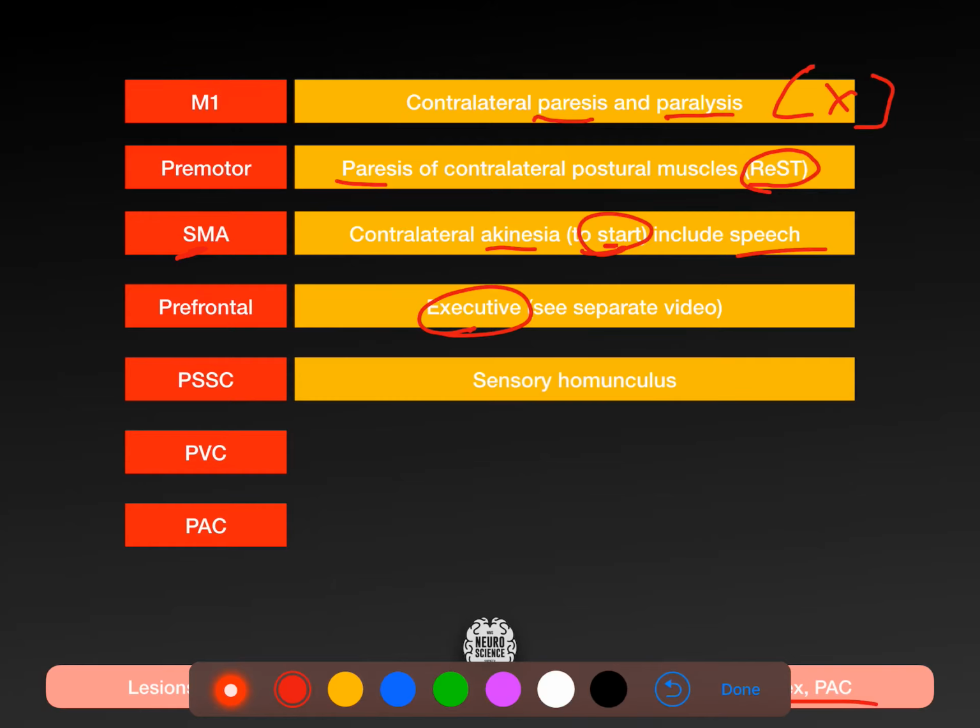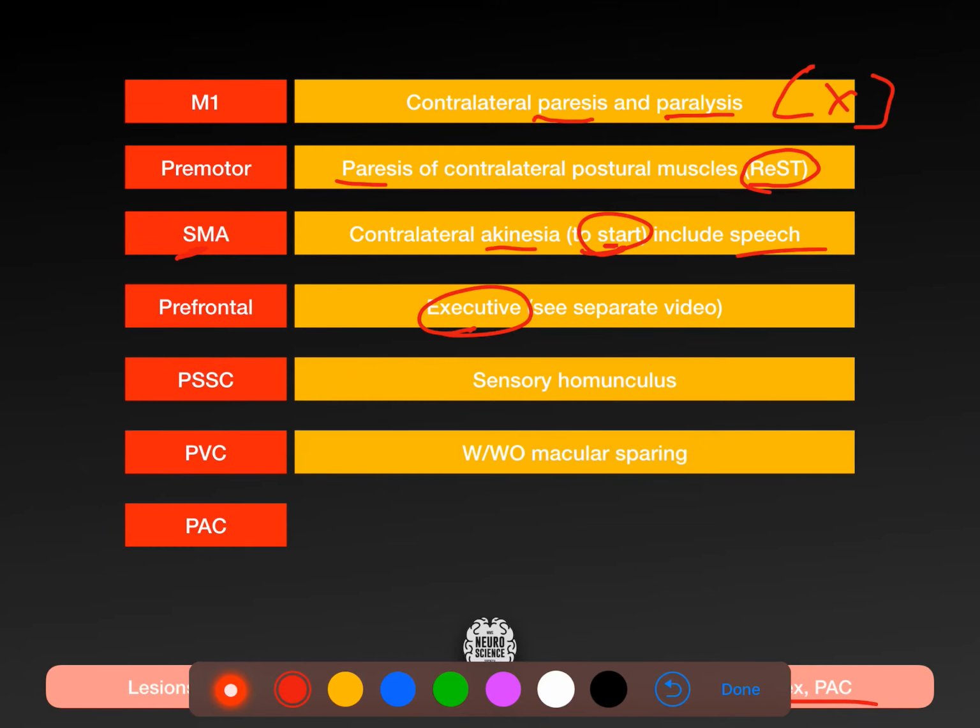We have primary somatosensory cortex. So that's the sensory homunculus. You're going to lose all of those different sensations, proprioception, kinesthetic sense, the lot. Primary visual cortex. This will happen with or without macular sparing based on where you are. The fovea is located more posteriorly. So if I quickly draw a brain here, here is area 17, 18, 19. The more posteriorly the lesion, the more likely it's going to be foveal, which means you're going to have central macular loss.